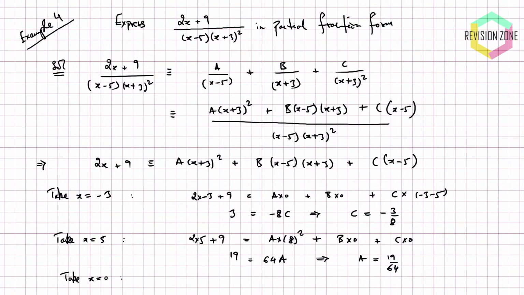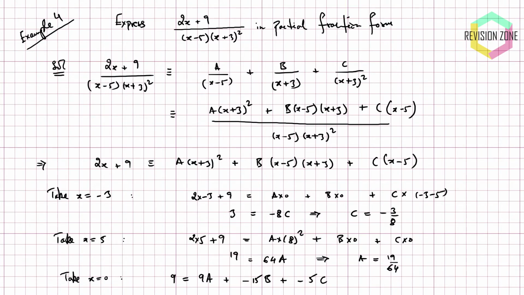So I'm going to put x equals 0 into this entire equation. So 2 times 0 is just 0, plus 9 is 9, so the left-hand side just becomes 9. The first term on the right-hand side, 0 plus 3 is just 3, so that squared is 9, so I'm going to get 9a. And then the second term is minus 5 times 3, which is minus 15, so I'm going to get minus 15b. And then the third term is 0 take away 5, which is minus 5, so it's minus 5c.